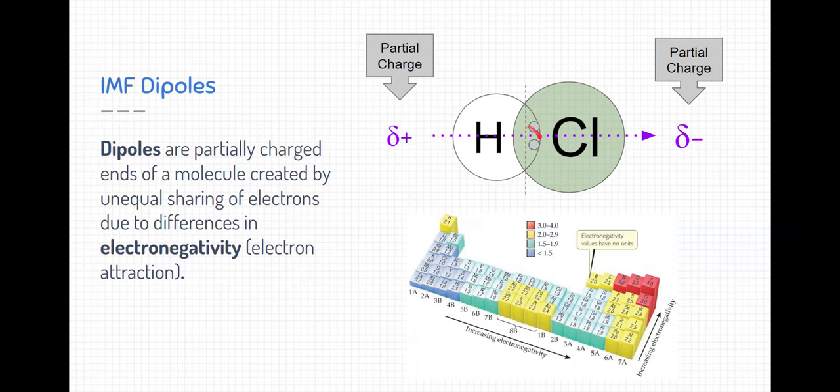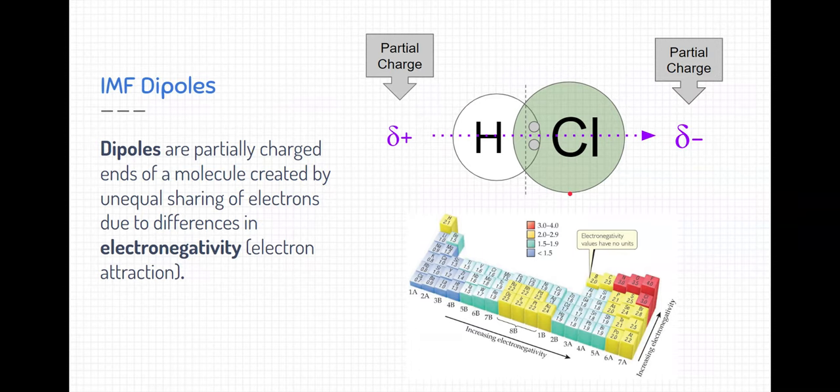Take a look at where the electrons are in this molecule. They're hanging out near the chlorine more than they are the hydrogen. The chlorine's tugging those electrons a little bit more. And that's because chlorine has a higher electronegativity, or electron attraction, than hydrogen. So even though they're both technically sharing those electrons, chlorine's sharing them a little bit less, I guess, by pulling them onto itself.